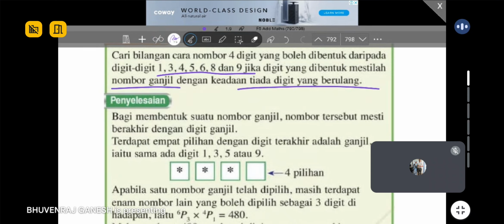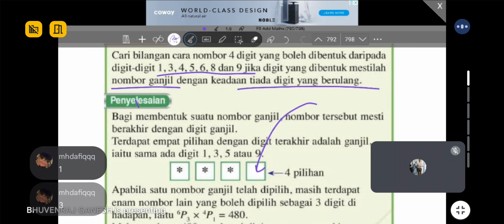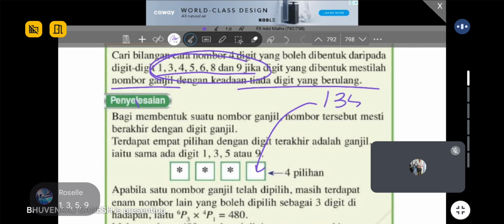Now if it's nombor ganjil, guys, what number should I put here? Can you all tell me? Kalau nombor ganjil, apa digit saya boleh letak kat akhir? What number? Okay, lagi? 7 tak ada, Afiq. Kena lihat senarai tau. Yes, 1, 3, 5, 9. You got total 4 choices.